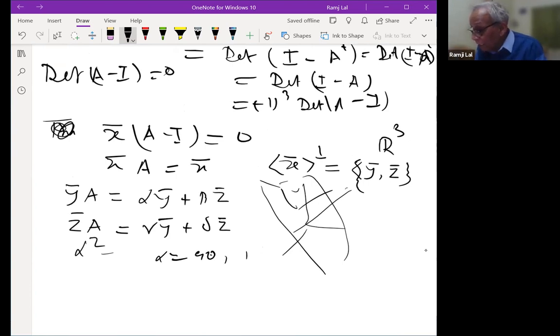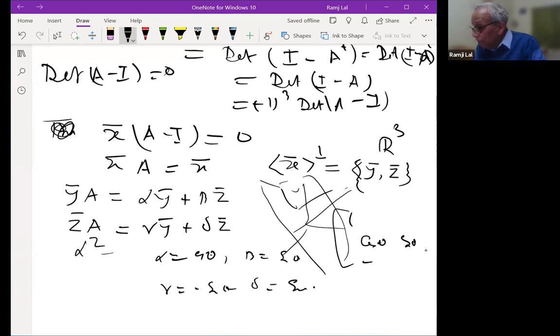And beta can be taken to be sine theta for some theta, and gamma is minus sine theta, and delta is cos theta, because the determinant is 1. So its matrix with respect to this basis is [cos theta, sine theta; minus sine theta, cos theta]. So that is the thing here, right?